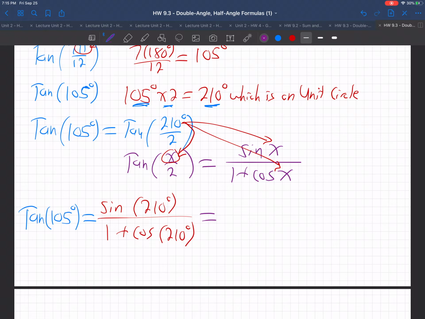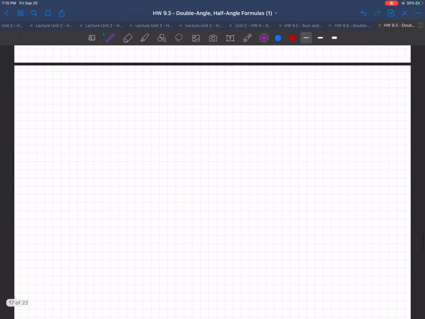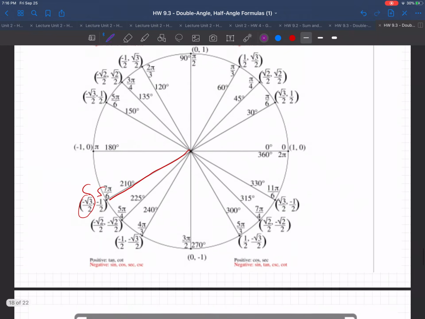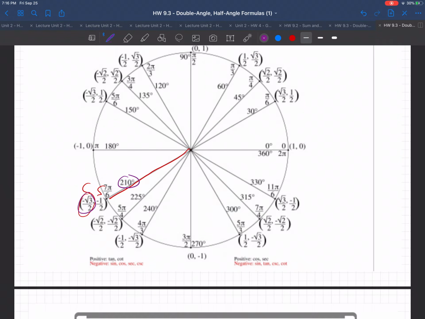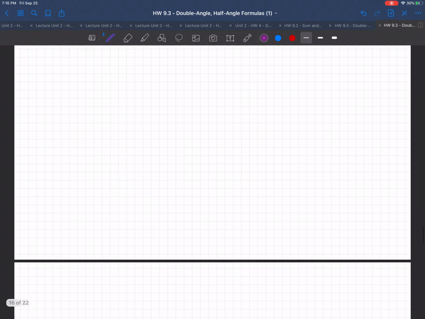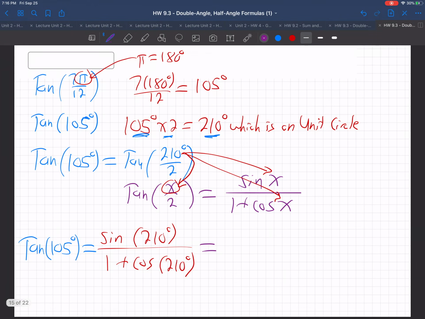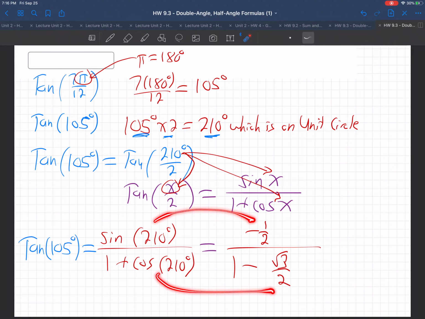So let's go get it. What's the sine and cosine of 210? So there's 210. Cosine is negative root 3 over 2. Sine is negative a half. Okay, so that's going to be negative half over 1 minus root 3 over 2. They're both negative, right? That's what we got off the unit circle. The sine on the top is negative half. Cosine is negative root 3 over 2.